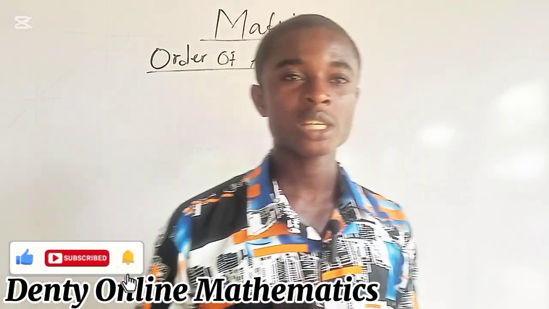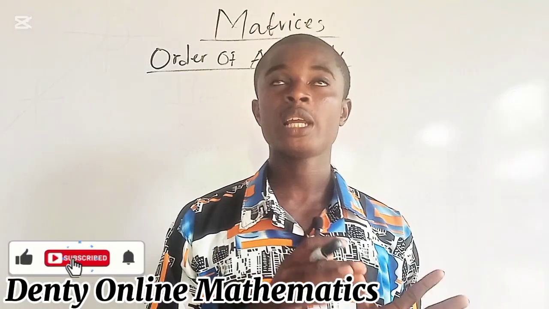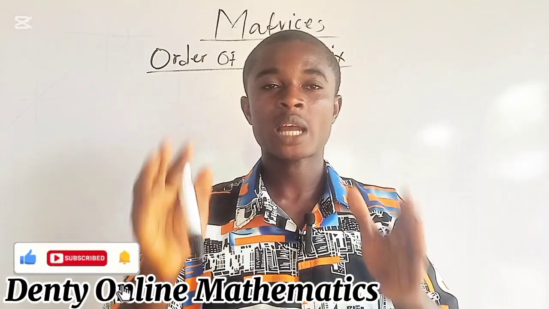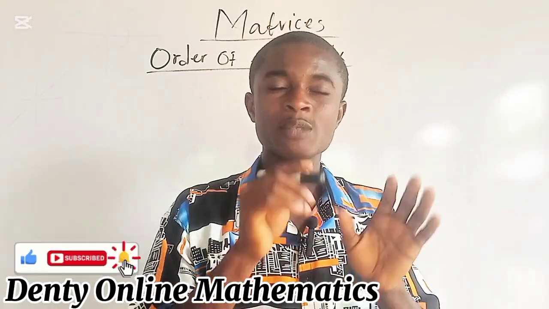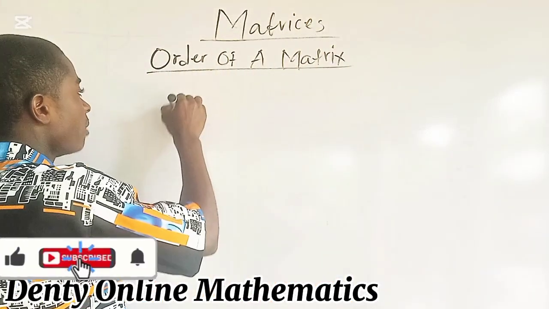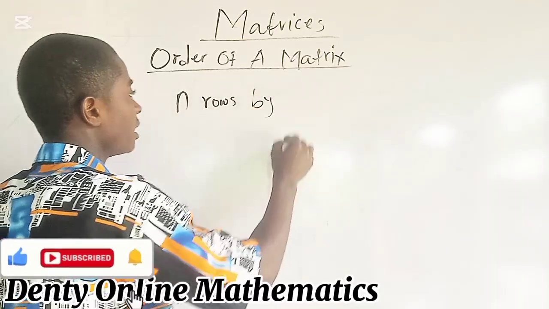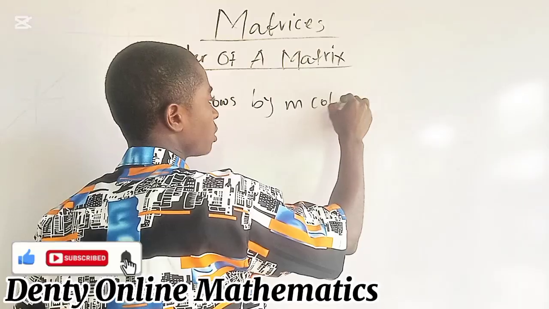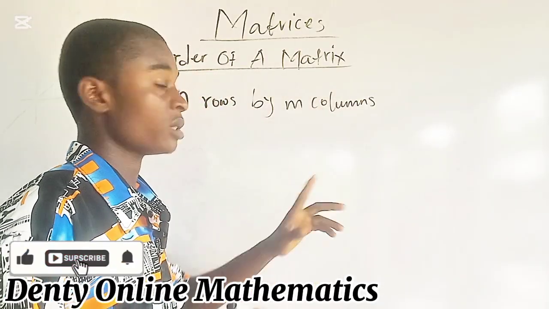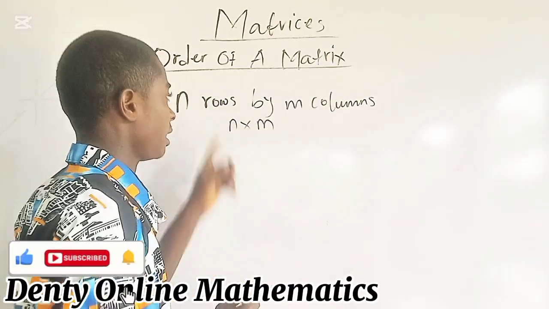The order of a matrix is the way in which the matrix is arranged. Now, we know earlier that a matrix is arranged in rows and columns. Now, what are the order of the rows and the order of the columns that this particular matrix is represented by? Now, you need to know that a matrix is represented by n rows by m columns. In other words, we can call this n times m.